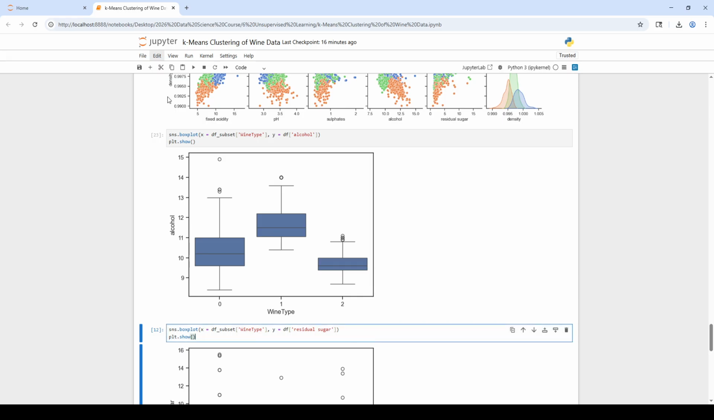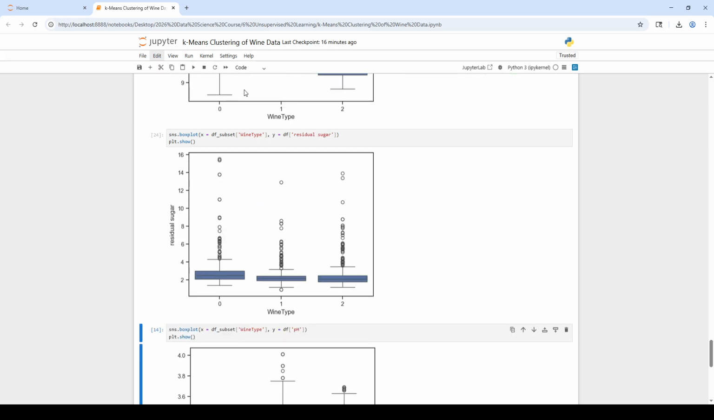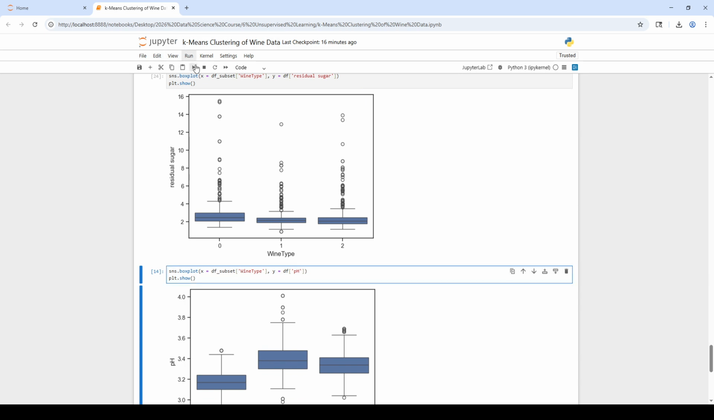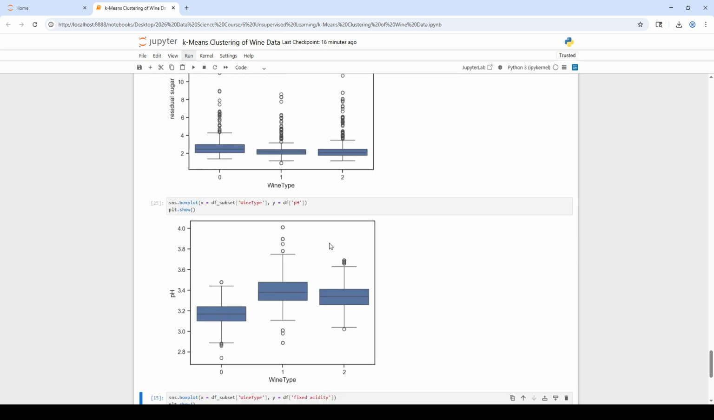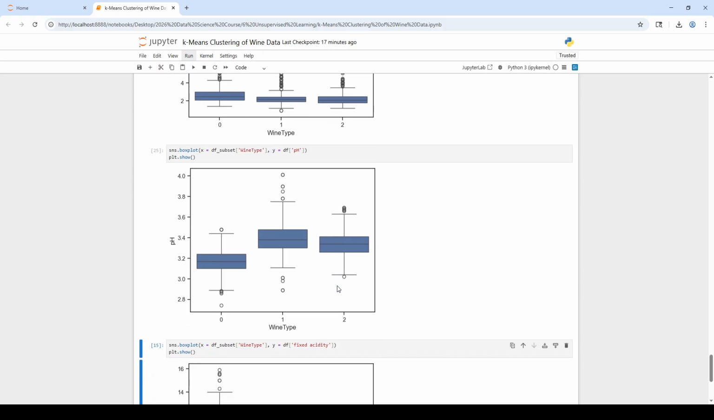We can also look at the sugar content within each one of them. And for sugar values, they're more or less the same, roughly around 2 to 2.5. So there aren't too many differences in terms of sugar content. But if you look at the acidity or the pH values, we can see that some of them are more acidic. That's wine type 0, and wine type 1 and wine type 2 are less acidic.